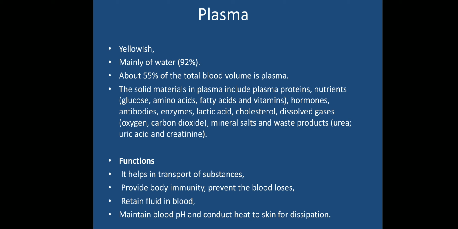And how does it maintain the pH? Because there are a lot of substances present in the body which act as a buffer. So these buffers are present in blood, and the blood is responsible for maintaining the pH which is required for the proper enzymatic function and hence the functioning of the body.